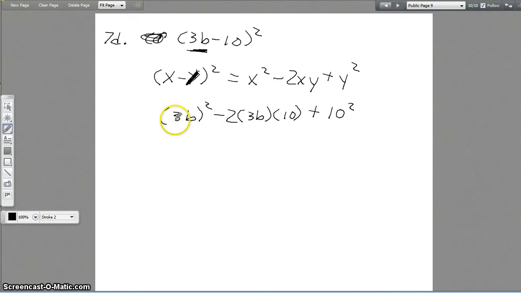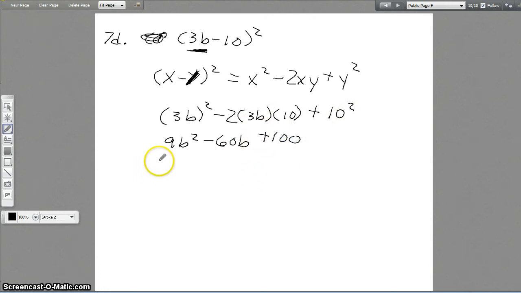(3b) squared is 3 squared times b squared because the 3 is inside of the parentheses, so the square applies to it also. That is 9b squared. 2 times 3b times 10 is 60b. And then 10 squared is 100, so plus 100.